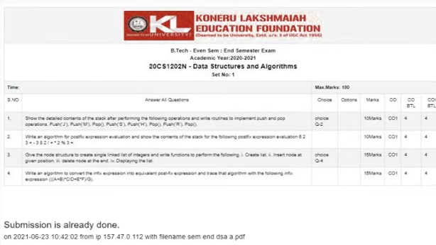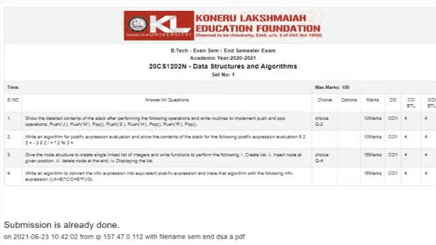Question number 1. Show the detailed contents of the stack after performing the following operations and write routines to implement push and pop operations. Push J, push M, pop, push S, push H, pop, push R, pop.